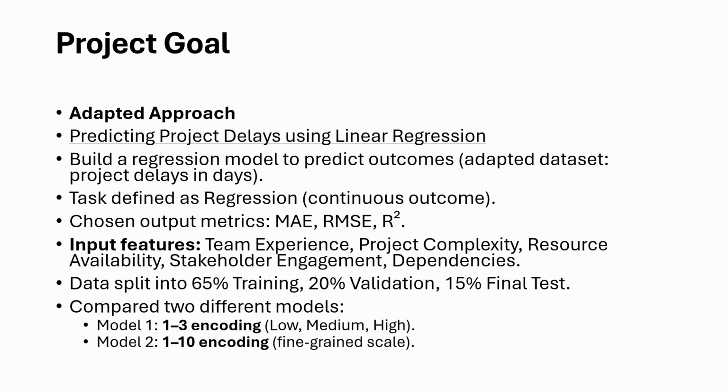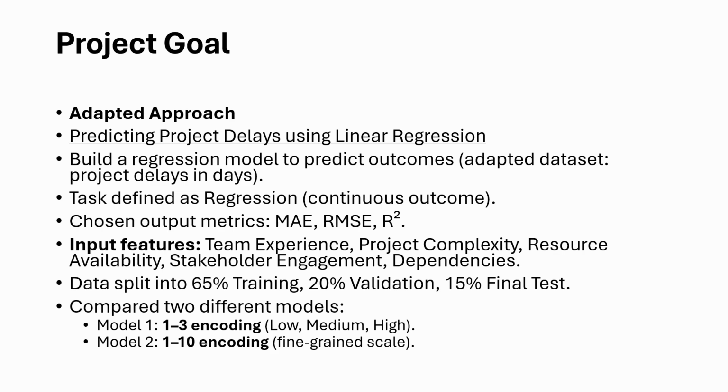The features I included reflect common risk factors experienced on the job: team experience, project complexity, resource availability, stakeholder engagement, and dependencies. There are actually several more, but those are the ones I chose to use as features of the model. In accordance with the instructions, I also split the data into 3 sets: 65% training, 20% validation, and 15% final. And then I came up with a way to compare 2 different models.